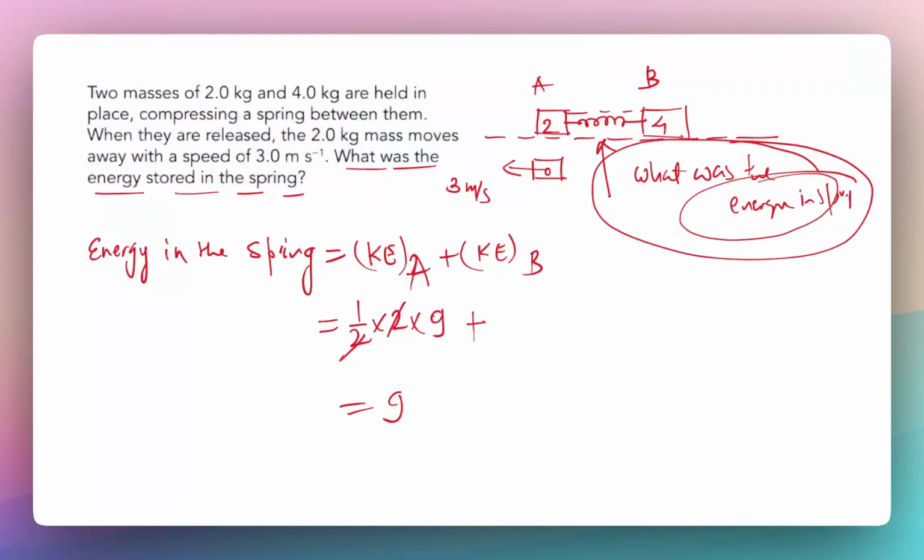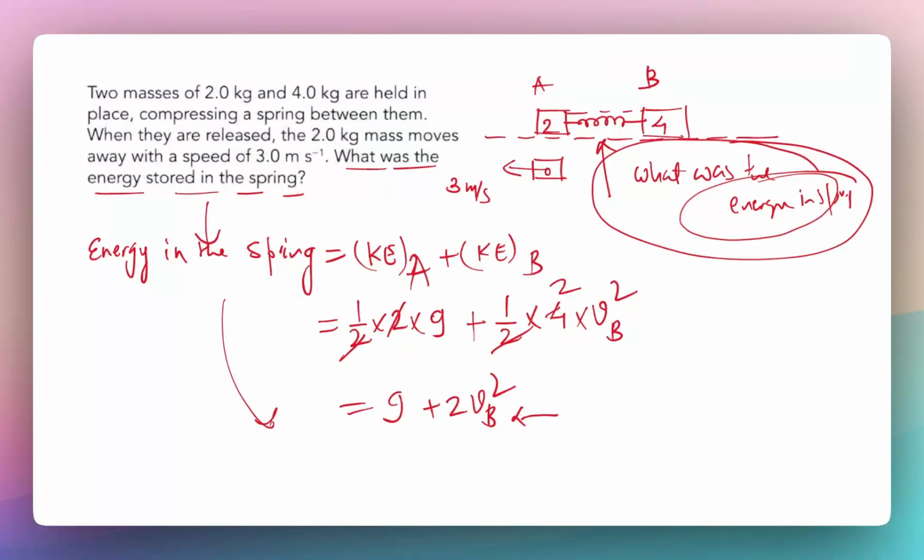Now the kinetic energy of B, we can again write half into mass of block B, which is 4, into velocity of B square, which we still don't know, right? So this is 2 VB square. Now this is what we are looking for, right? This is what the question is asking. So we know this is now 9 plus 2 VB square. If we can somehow get the VB, basically the problem will be solved, right?